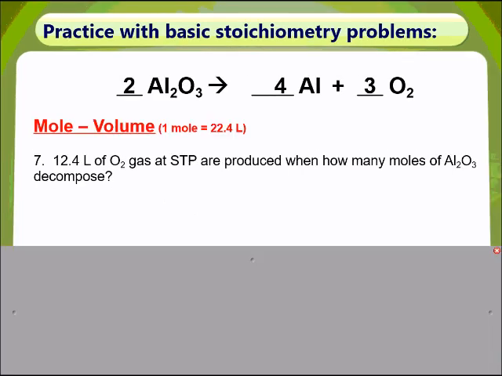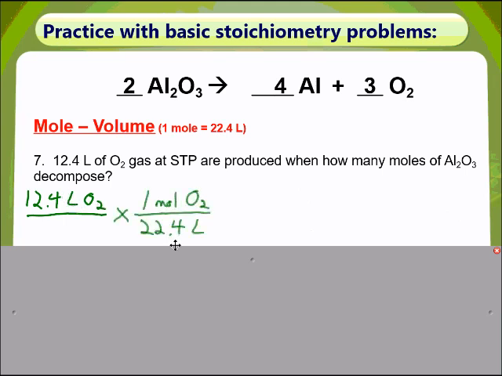Okay, our next problem is a mole to volume problem. We have 12.4 liters of oxygen gas at STP that's produced when how many moles of aluminum oxide decomposed? So our given is 12.4 liters of oxygen. That's our starting point. Now step 1, convert to moles. It's in liters, so we do need step 1 this time. So we're going to do a moles to liter conversion. 22.4 liters in 1 mole. Liters was here, so liters needed to be on the bottom this time.